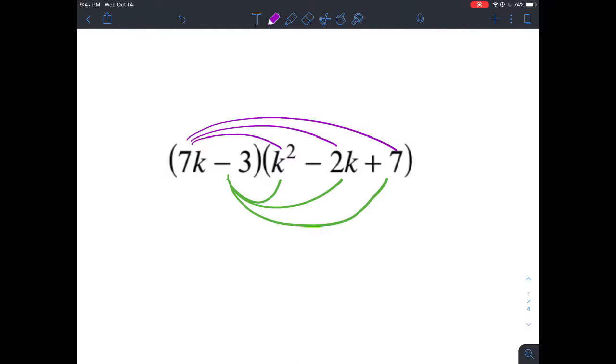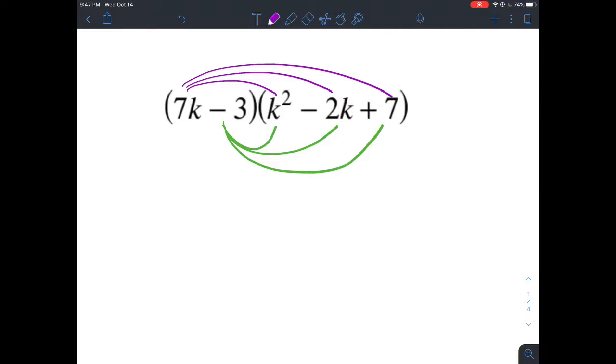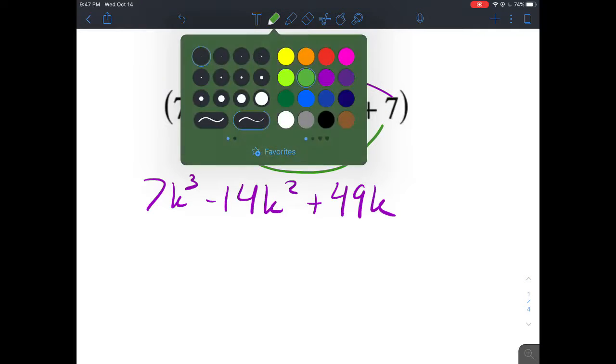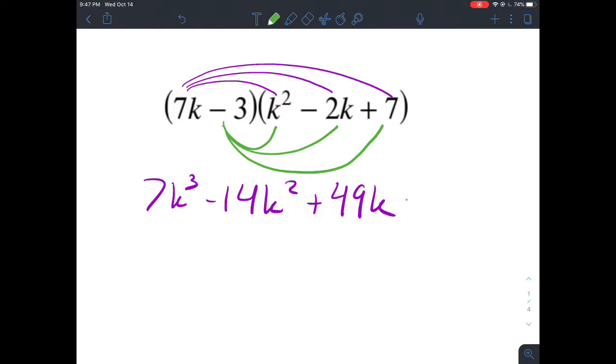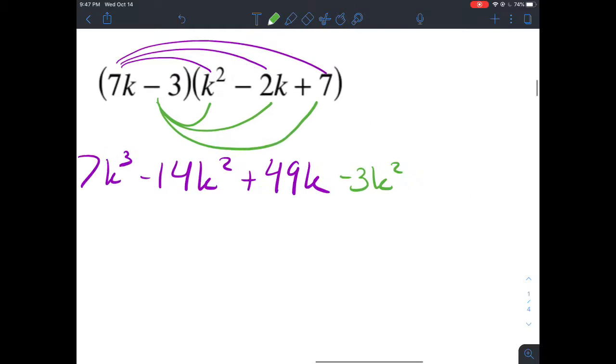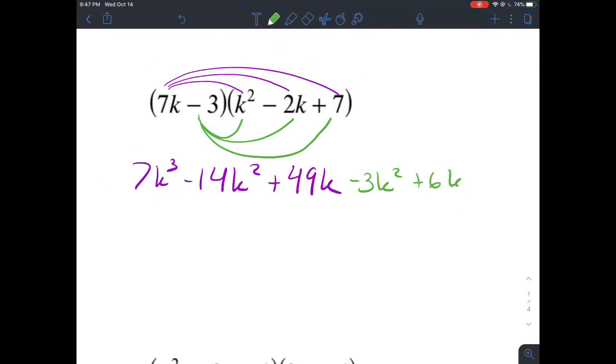All right. So we're going to do 7k times k squared. That's going to give us 7k cubed. Then we've got negative 14k squared. And then we've got negative 21. Or I'm sorry, goodness, no. Positive 49k. All right. Then we're going to go ahead and do our negative 3. So we get a negative 3k squared plus 6k minus 21.